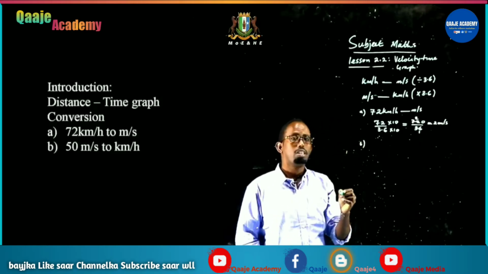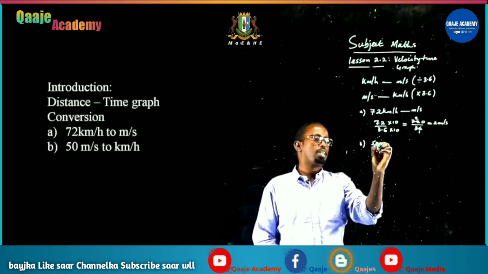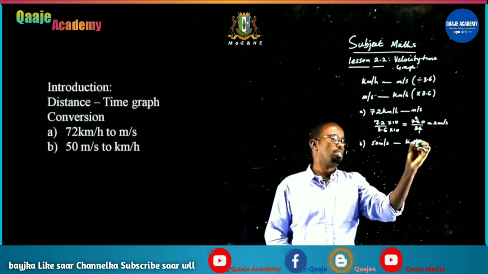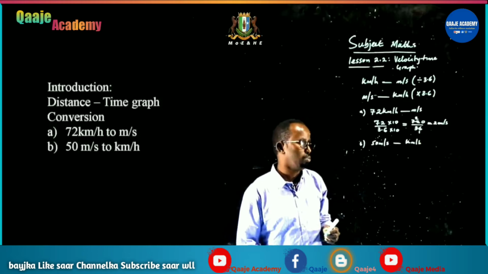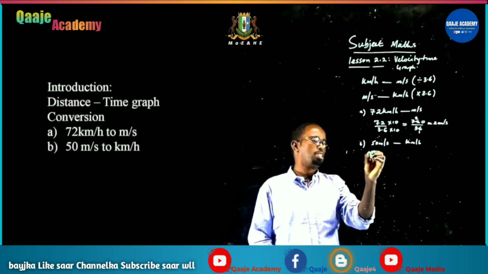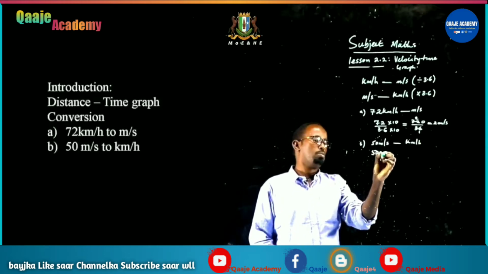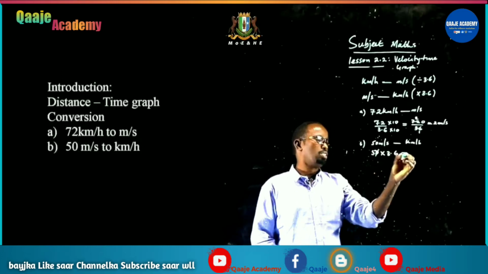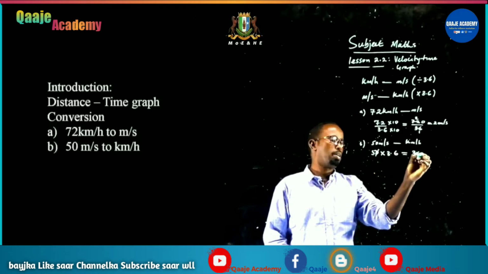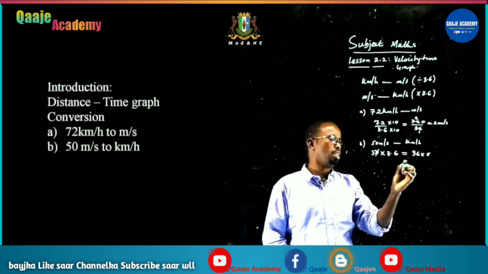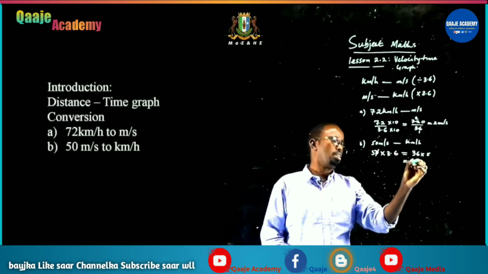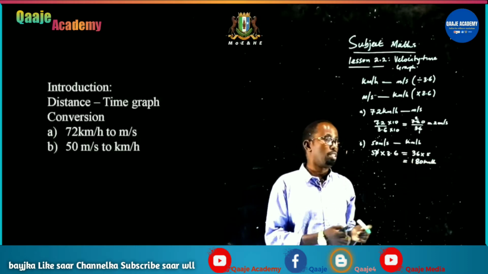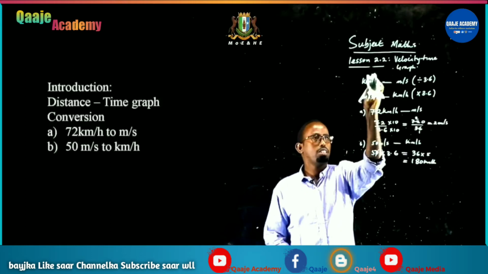B, 50 meters per second to kilometers per hour. We said from meters per second to kilometers per hour, you multiply by 3.6. So therefore 50 multiplied by 3.6, 0 cancels the point. So therefore you get 36 multiplied by 5, that will be 0 carry 3, 180 kilometers per hour. So that is the introduction.